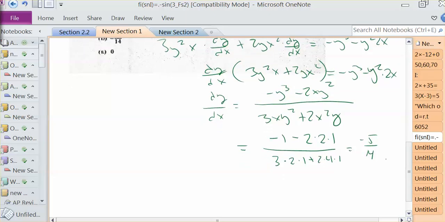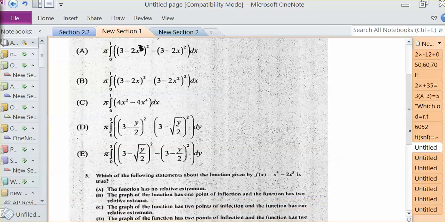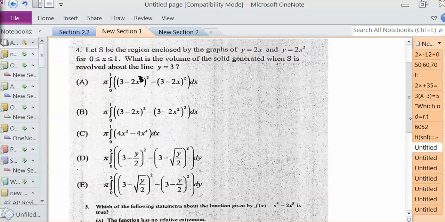And you get an average of 2 minutes per question, so you are going to have to be somewhat strategic with how you spend your time. Now let's look at 4, 5, 6.